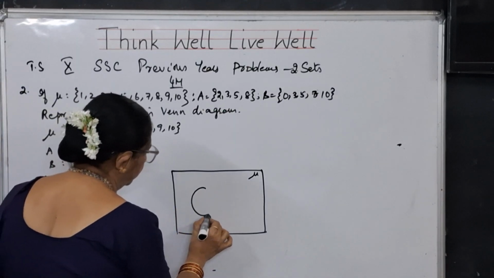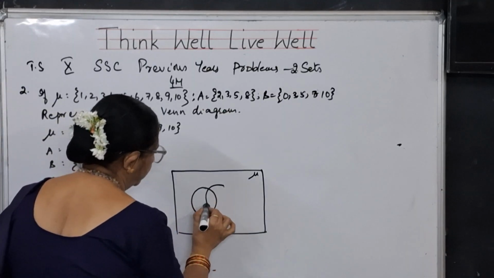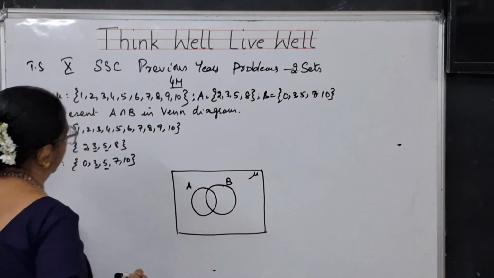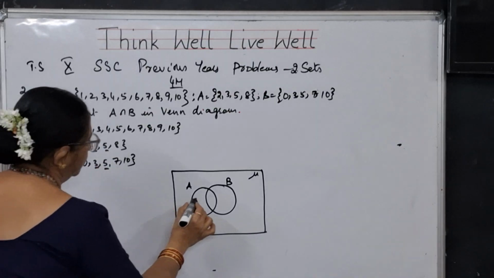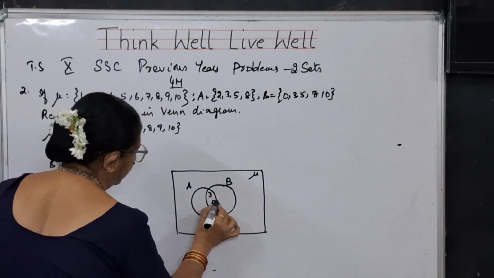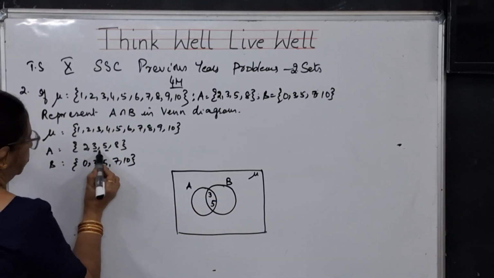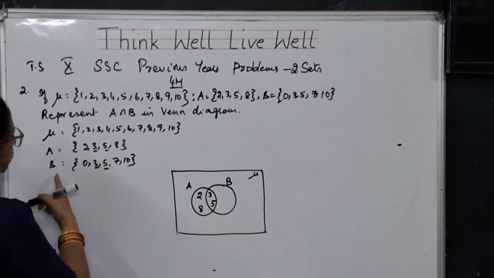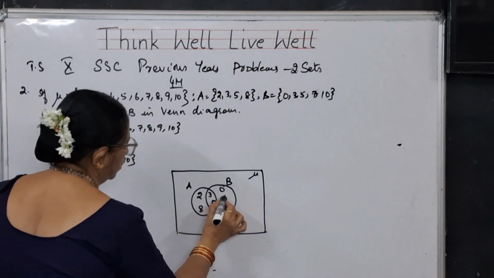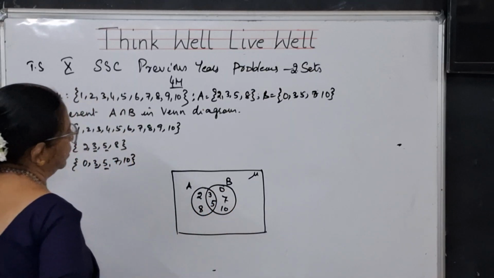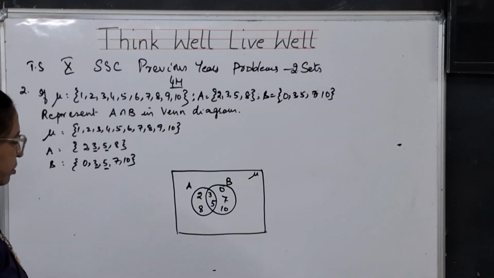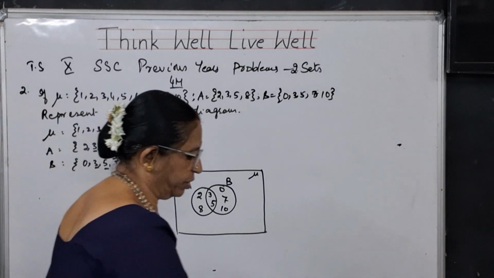So, you have to draw intersecting circles. Set A, set B. After drawing, whatever is common, you place it here. 3 and 5 are common. In A, apart from the common ones, write the numbers that are there. And in B, apart from the common ones, you have got 0, 7, 10. So this is how you need to represent A intersection B using a Venn diagram, children. Okay, please copy it.